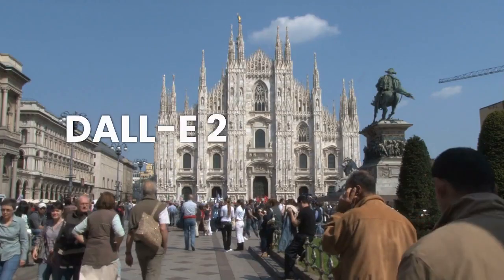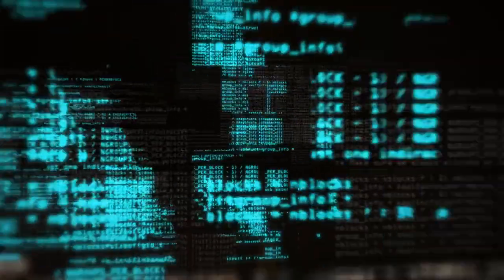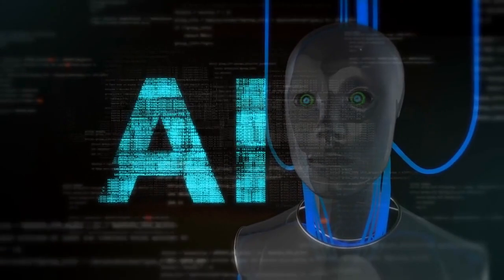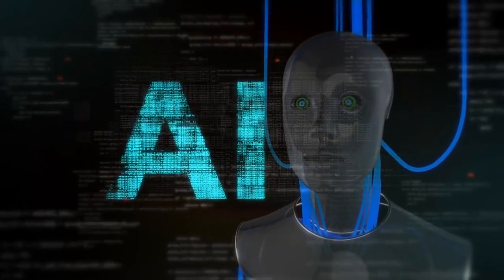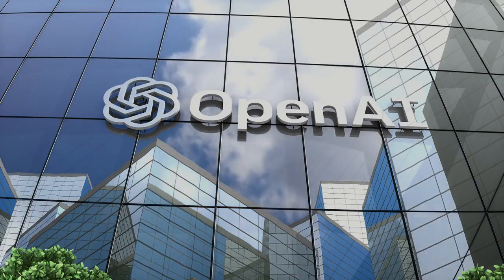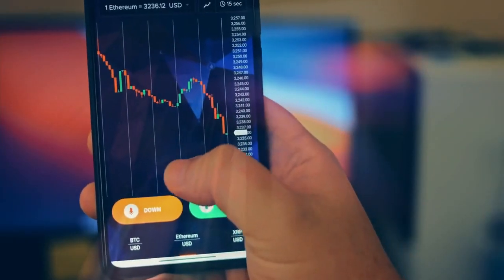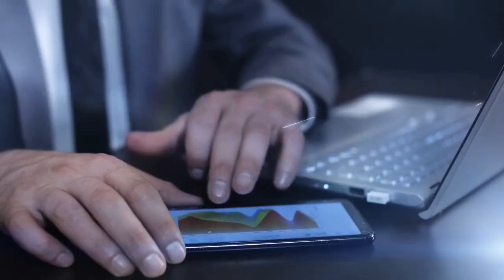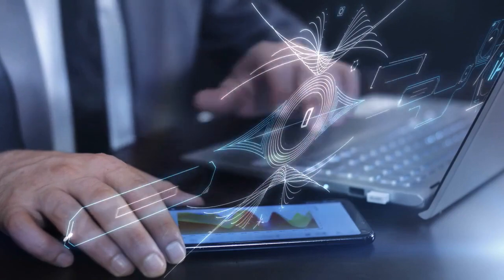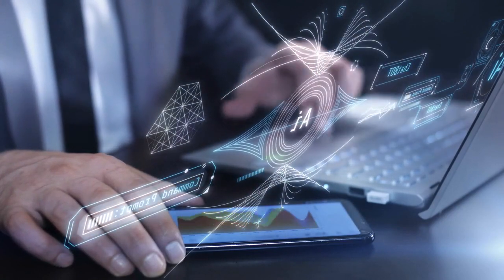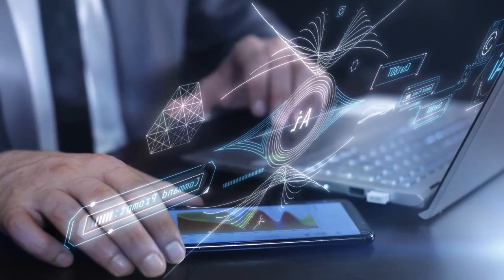DALL-E 2. DALL-E 2 is an AI tool released by OpenAI in 2021, which uses GPT-3 and deep learning to convert text prompts into images. Simply create an account on the OpenAI website. Enter a prompt into the search bar, and DALL-E 2 will proceed to generate an image. The quality of the image output will largely depend on the depth of your initial prompt, so it's worth trying to give as much detail as possible for DALL-E 2 to process.